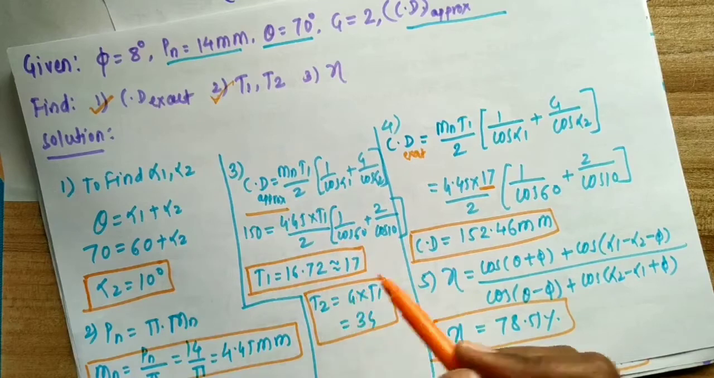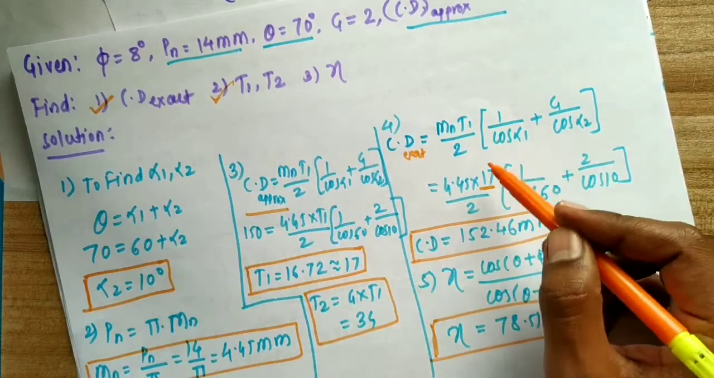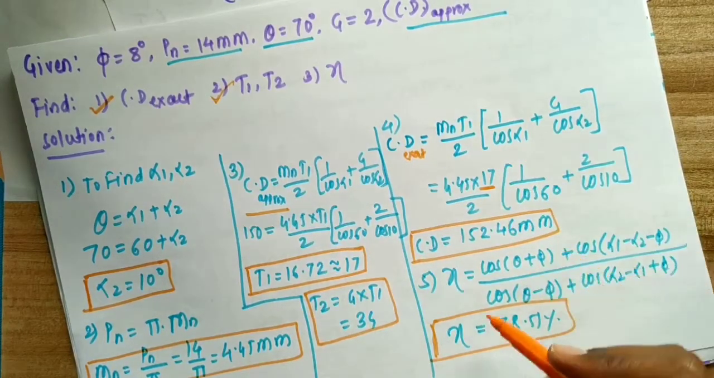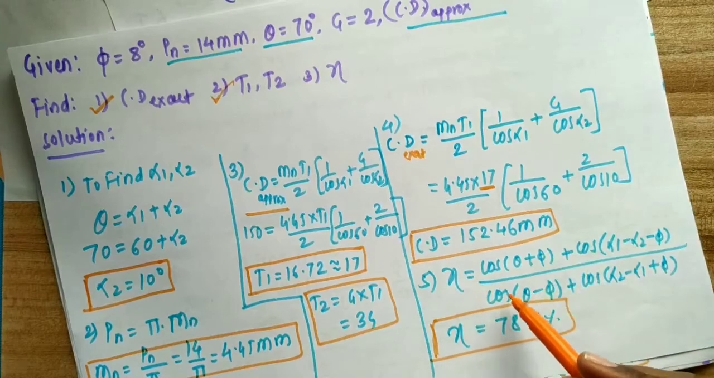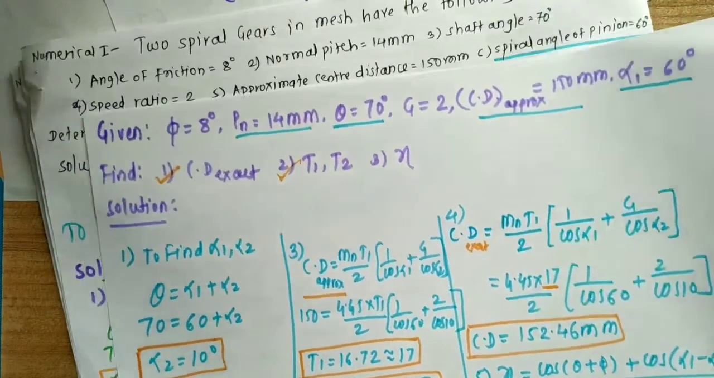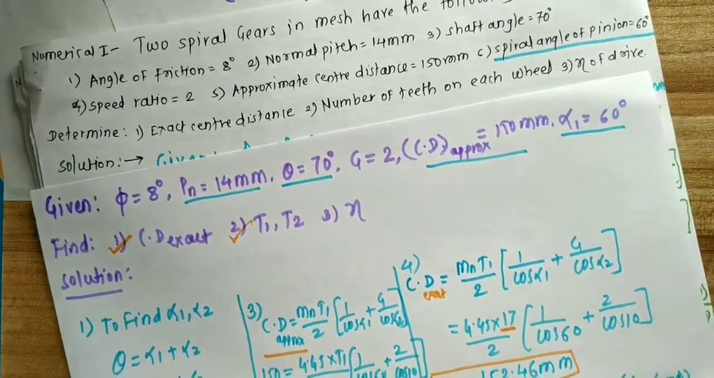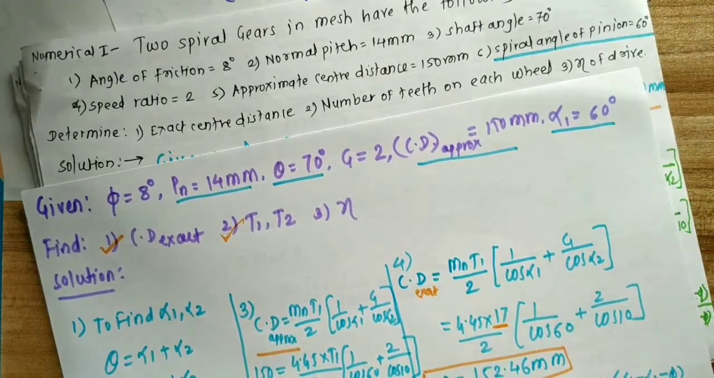Once you get the exact teeth, put them in the formula of exact central distance and we will get its value. And finally, straightforwardly, get the value of efficiency by using its formula. So this is a simple numerical we solved based on spiral gear. Now remember what changes we will observe in the numericals. This is a very important part of the video.